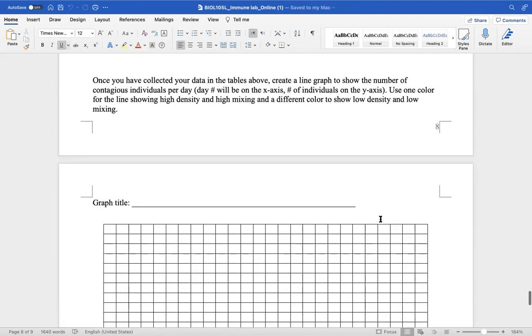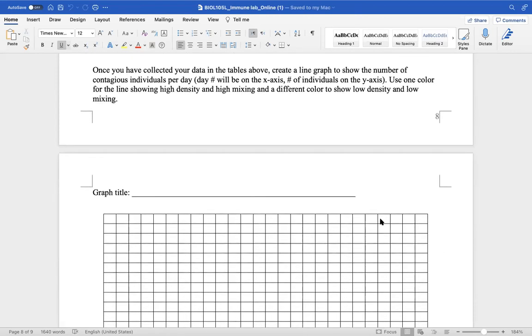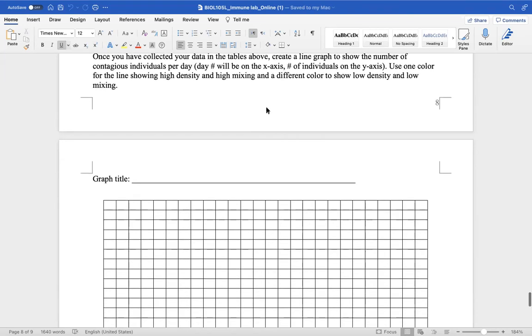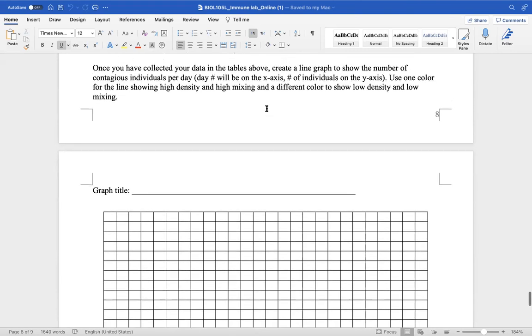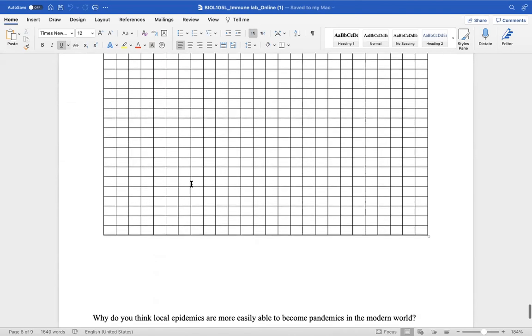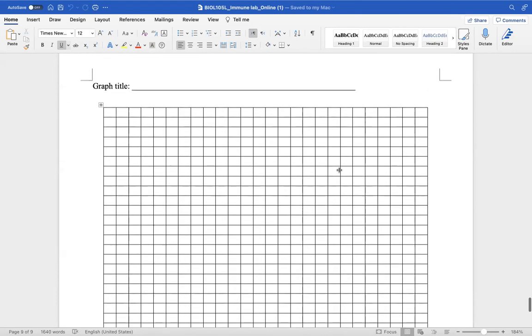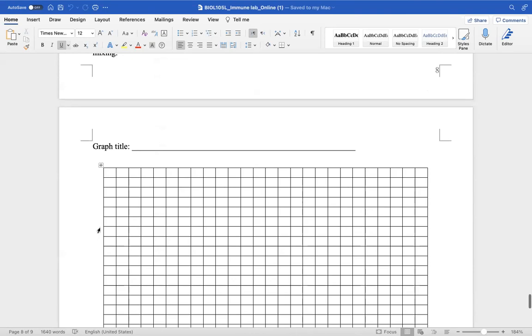Once you have collected your data, you'll create a line graph to show the number of contagious individuals per day. The day number will be on the x-axis with the number of individuals on the y-axis, and use one color for the line showing high density and high mixing, and a different color to show low density and low mixing. Your graph title would be something like "Contagious Individuals per Day." On the x-axis, which is on the bottom, you'll put 0 to 25 days. And on the y-axis, which goes vertically, you'll put the number of contagious individuals.